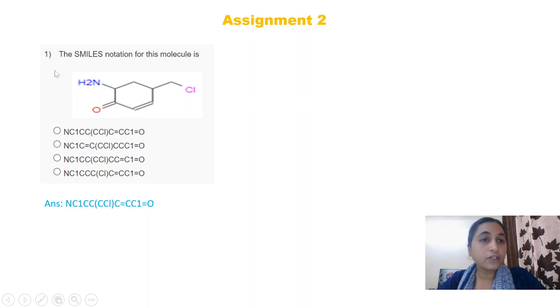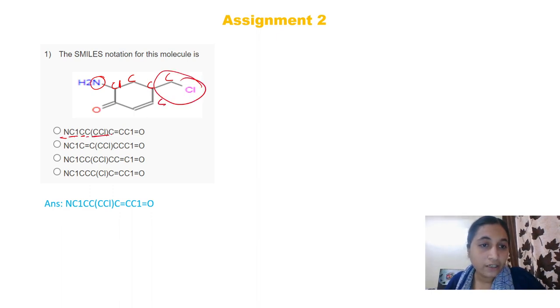In assignment 2, question number 1: the SMILES notation for this molecule is. We will start from here. So N, and this one is C, then C, C, C, Cl. So N, C1, C, C, and then C, Cl in bracket, because this is the side chain, and then C and then again the double bond and then C, and then this C1 and double bond O. So the answer will be this.